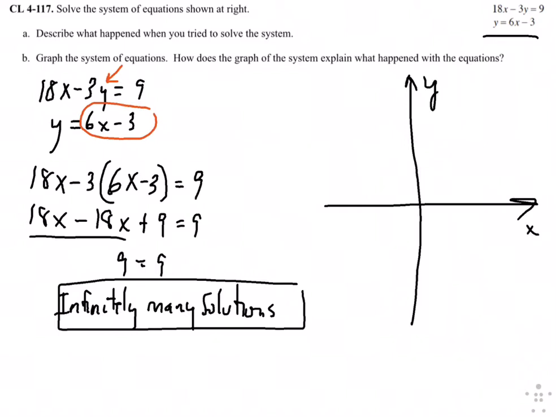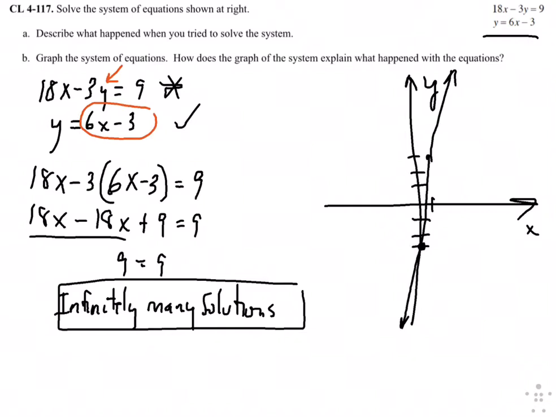So let's graph. Let's graph the bottom one first. y equals 6x minus 3, 1, 2, 3. Slope of 6, 1, 2, 3, 4, 5, 6 over 1, right? So there's the graph. And clearly I'm doing very rough graphs here. All right, and then this one.